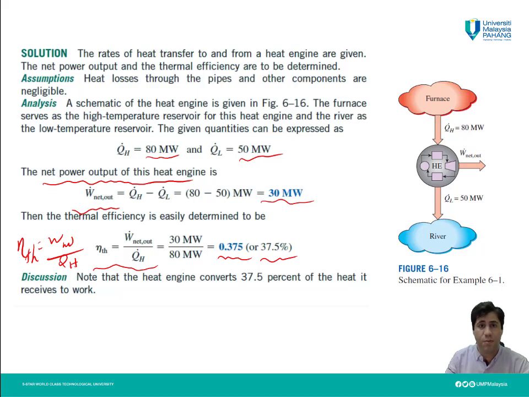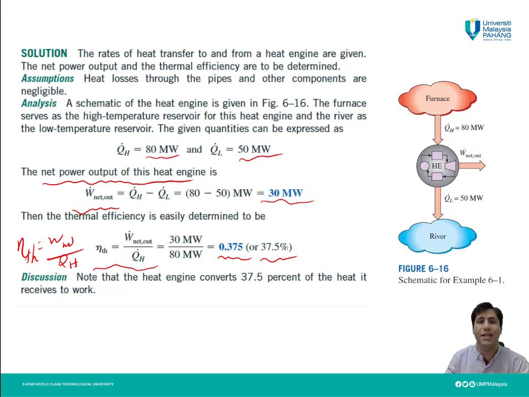But because both of them are in rate form, it's okay. We can again, because this means power, work per time, and this is Q dot H, heat transfer per time, or thermal energy transfer to the heat engine per time. So both of them are per time, so we can have this division like this. So thermal efficiency is 37.5%.